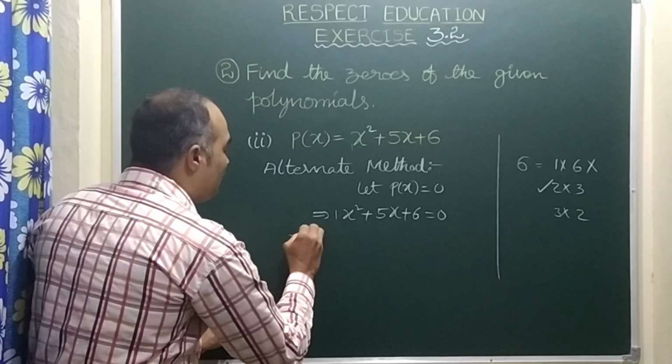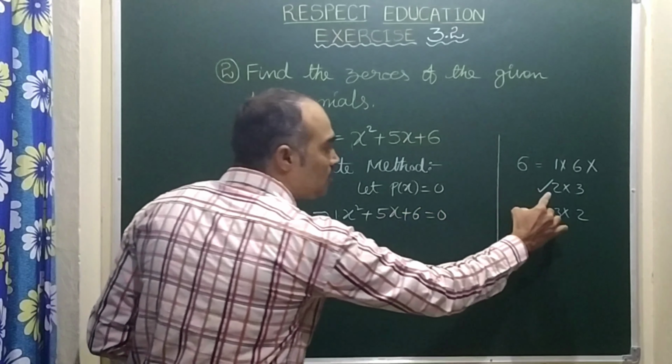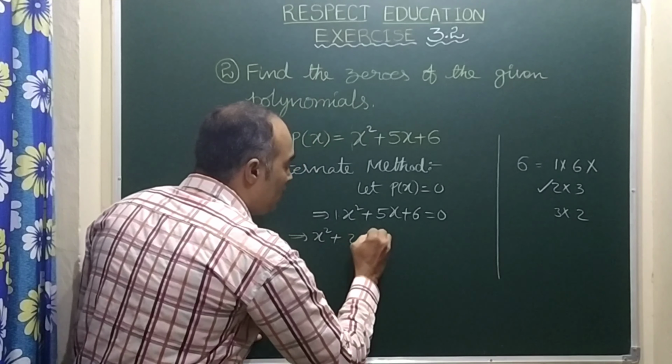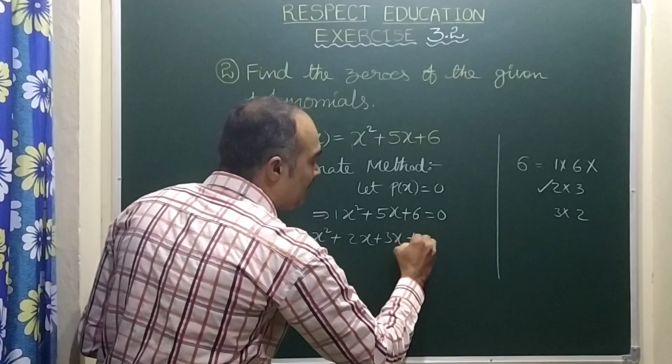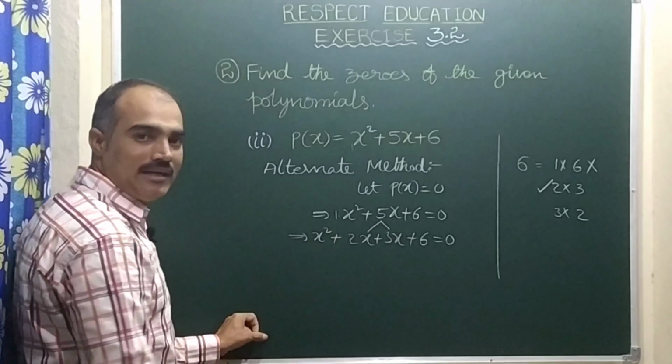So here I am splitting the middle term: x square, right, as it is. 5x I am splitting as 2x plus 3x. 2x plus 3x, 6 I am writing as it is. This is called splitting the middle term.